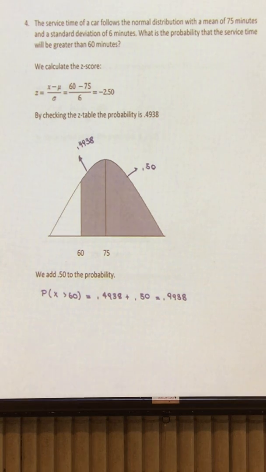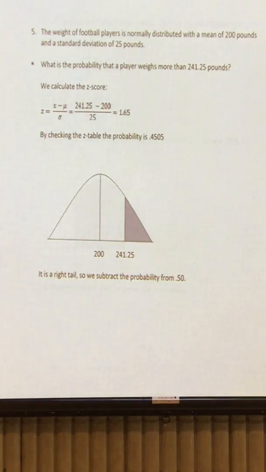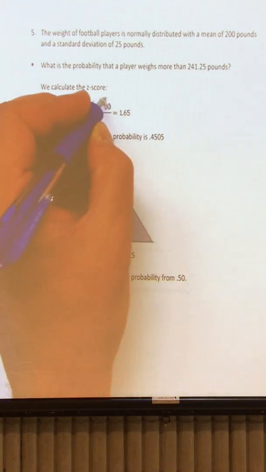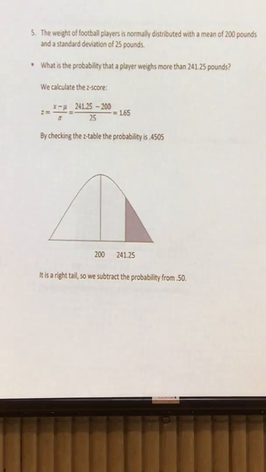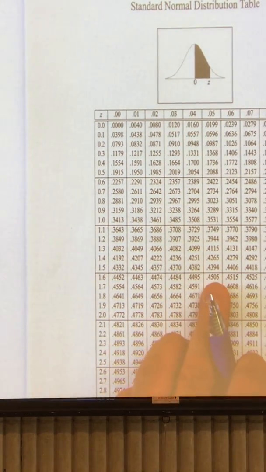Let's move on with problem number 5 that has different parts. So let's start with the first part. What is the probability a player to weigh more than 241.25 pounds? Again, this is the mean, 200. This is the standard deviation. We calculate the z-score. The z-score is 1.65. Again, we check the table for 1.65, which is 0.4505.